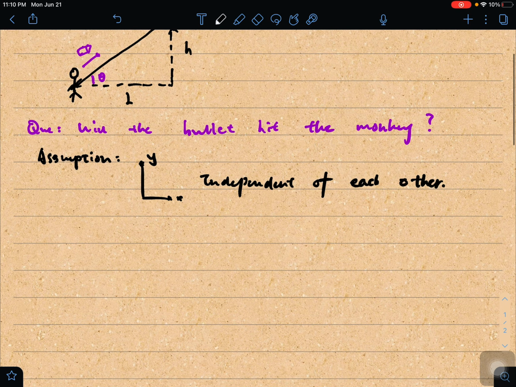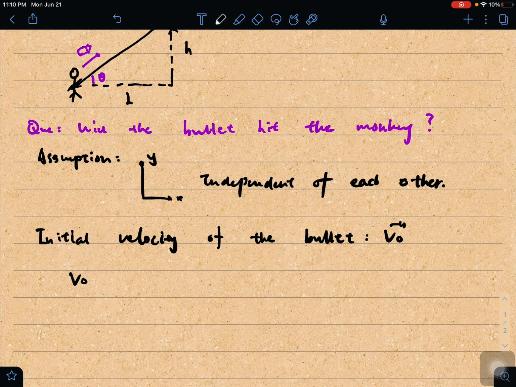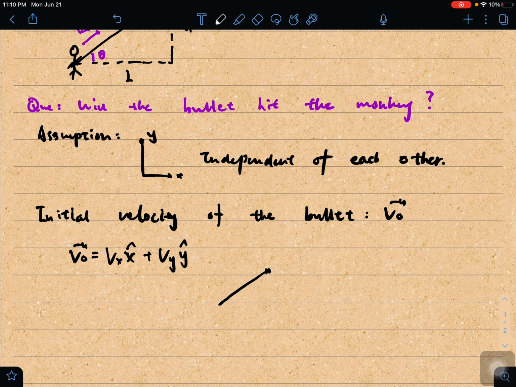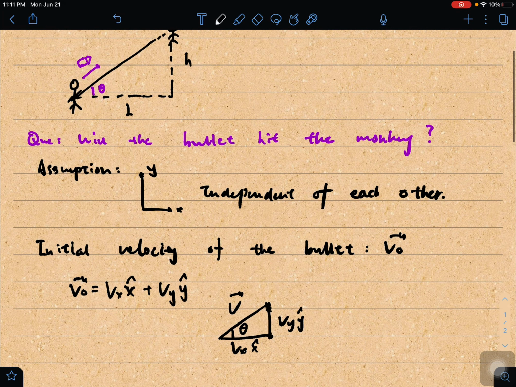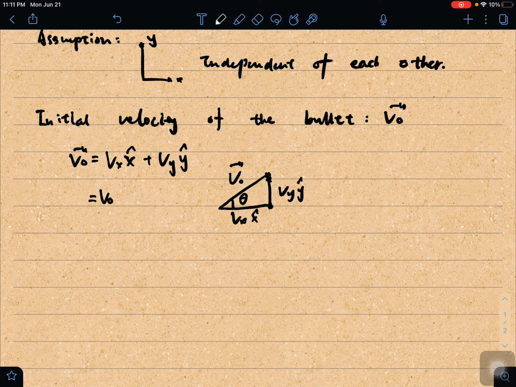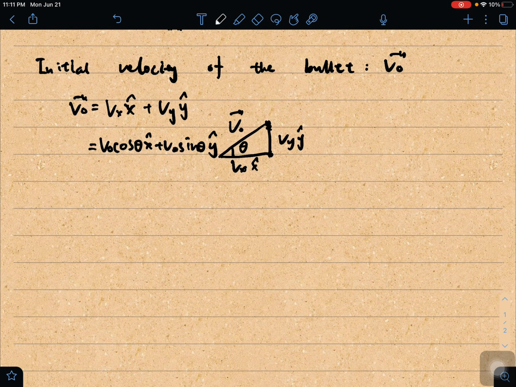Okay. And the initial velocity of the bullet, let's call it v0, can be written in vector form with two parts, which is vx x plus vy y. Just think of the geometric picture we have: vx, vy, and this is the angle theta. So this is the velocity v0, and we can write it in the following form: the magnitude of the initial velocity, v0 cos theta x plus v0 sine theta y.